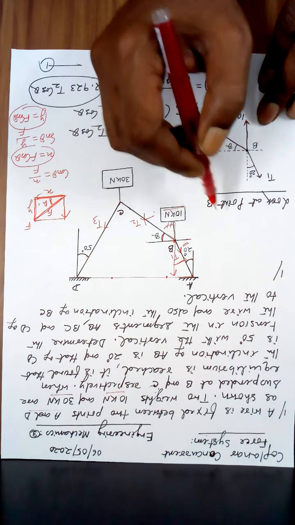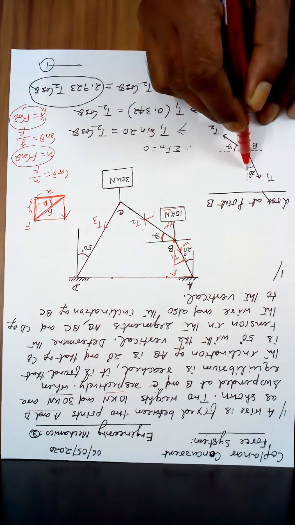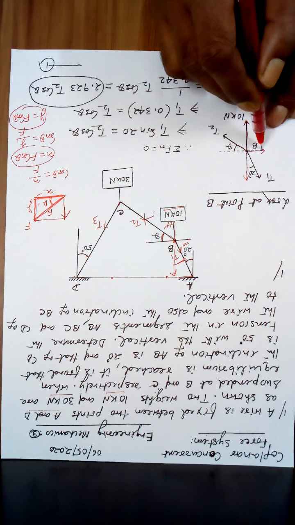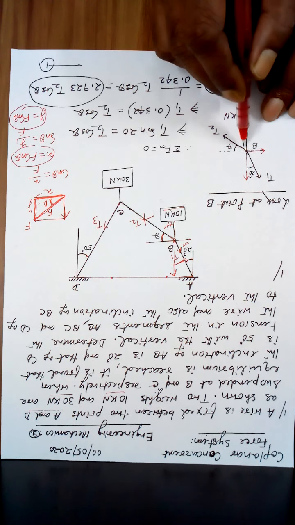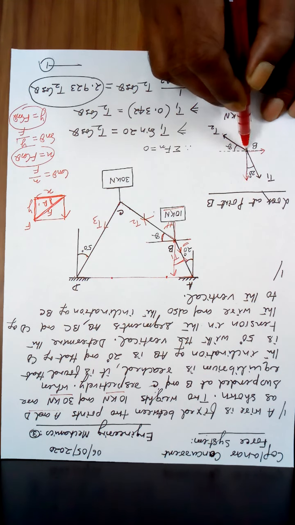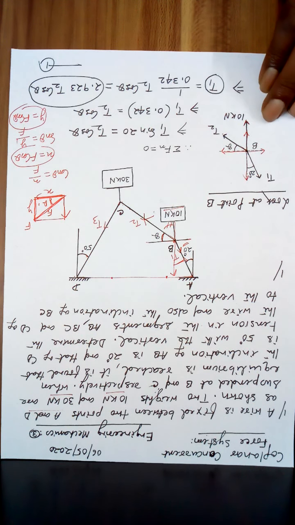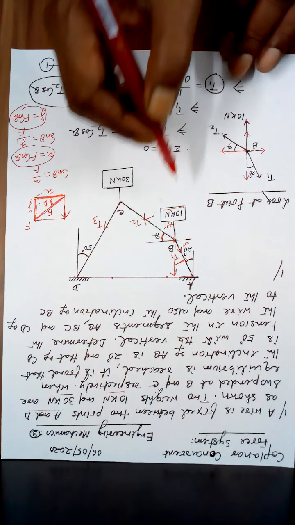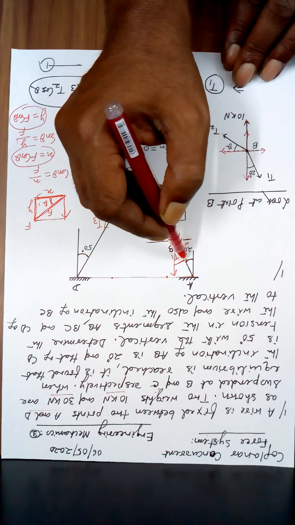Now, one component is this and the other component is this of T1. Similarly, if this is your T2, this is one component of T2, this is another component of T2. Now look, this angle is given as 20.